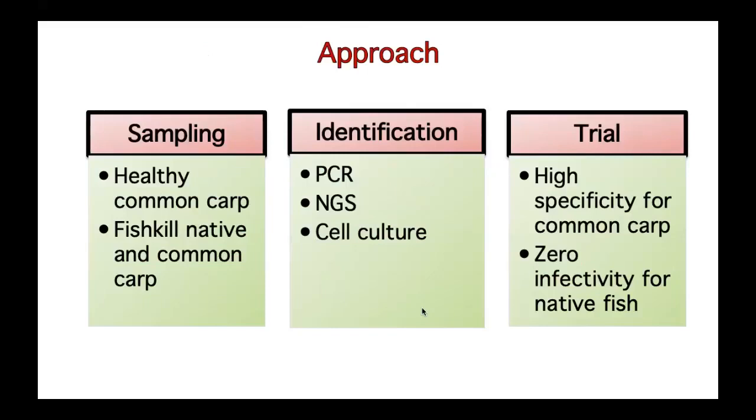And then cell culture is kind of the gold standard. If you can get a pathogen to grow in culture and you can get a nice isolate of it, then you can actually move on to those disease trial steps.